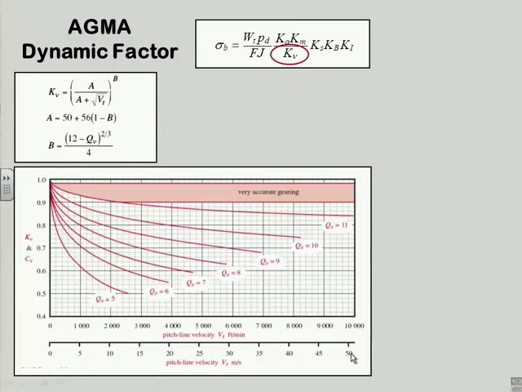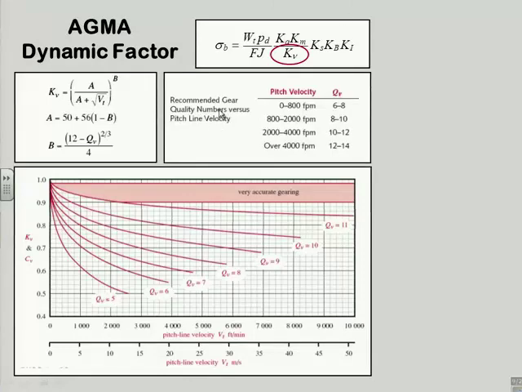So I could read this off the chart and get my KV, depending upon which QV I pick and how fast I'm going. KV and CV are the same thing, by the way. So if I have 4,000 feet per minute and a quality of 8, then I've got about a 0.62 or something like that. So I could just read it off the chart somewhat crudely, or I could do this calculation that I show up here.